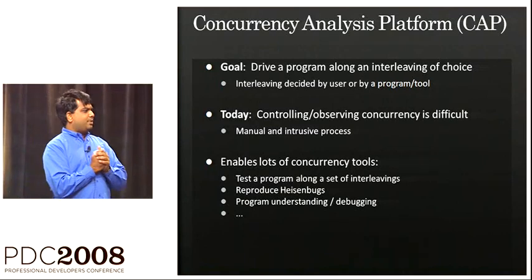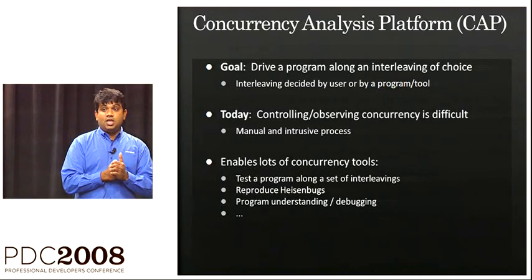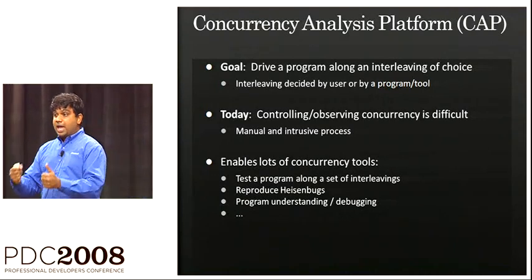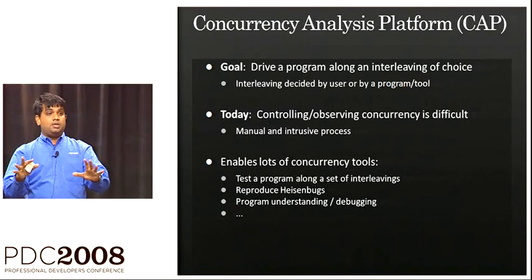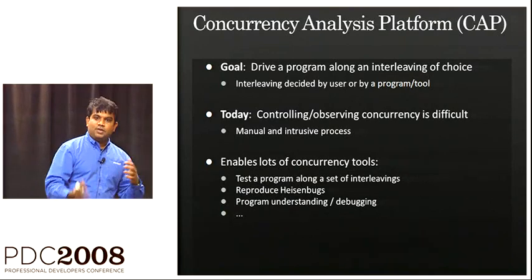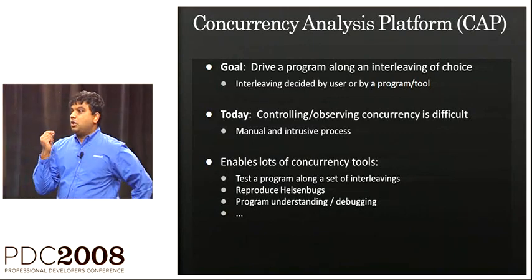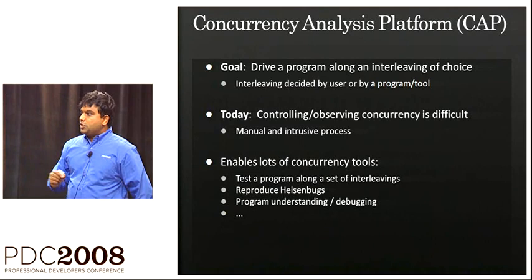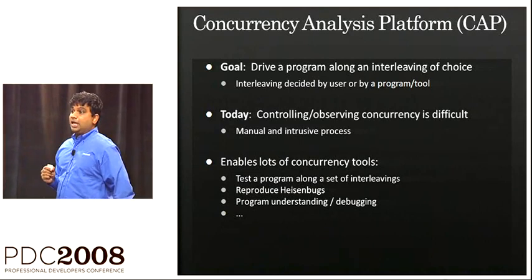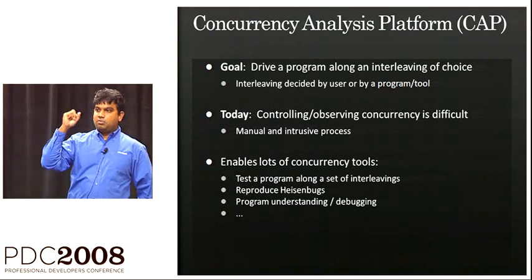It's a very simple primitive, but if you think about it, doing this using traditional methods is very hard. Imagine if you have to go into your debugger, set breakpoints, freeze threads, unfreeze threads. You have to do a lot of jugglery just to drive the program along one interleaving. So what CAP gives you the ability to do is to just say, okay, here's a program, here's an interleaving, run it.